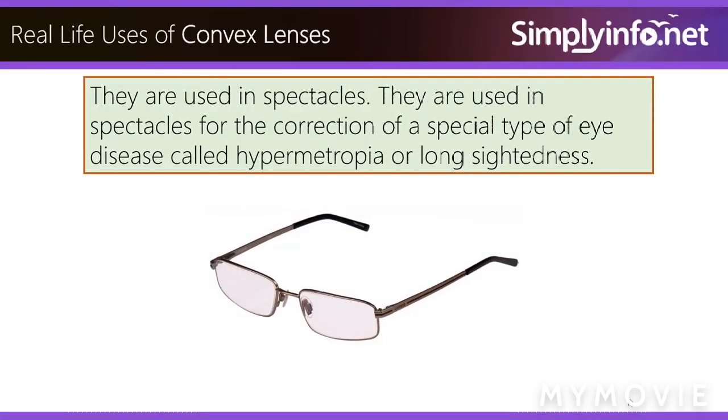Real-life uses of convex lenses. They are used in spectacles. They are used in spectacles for the correction of a special type of eye disease called hypermetropia or long-sightedness.